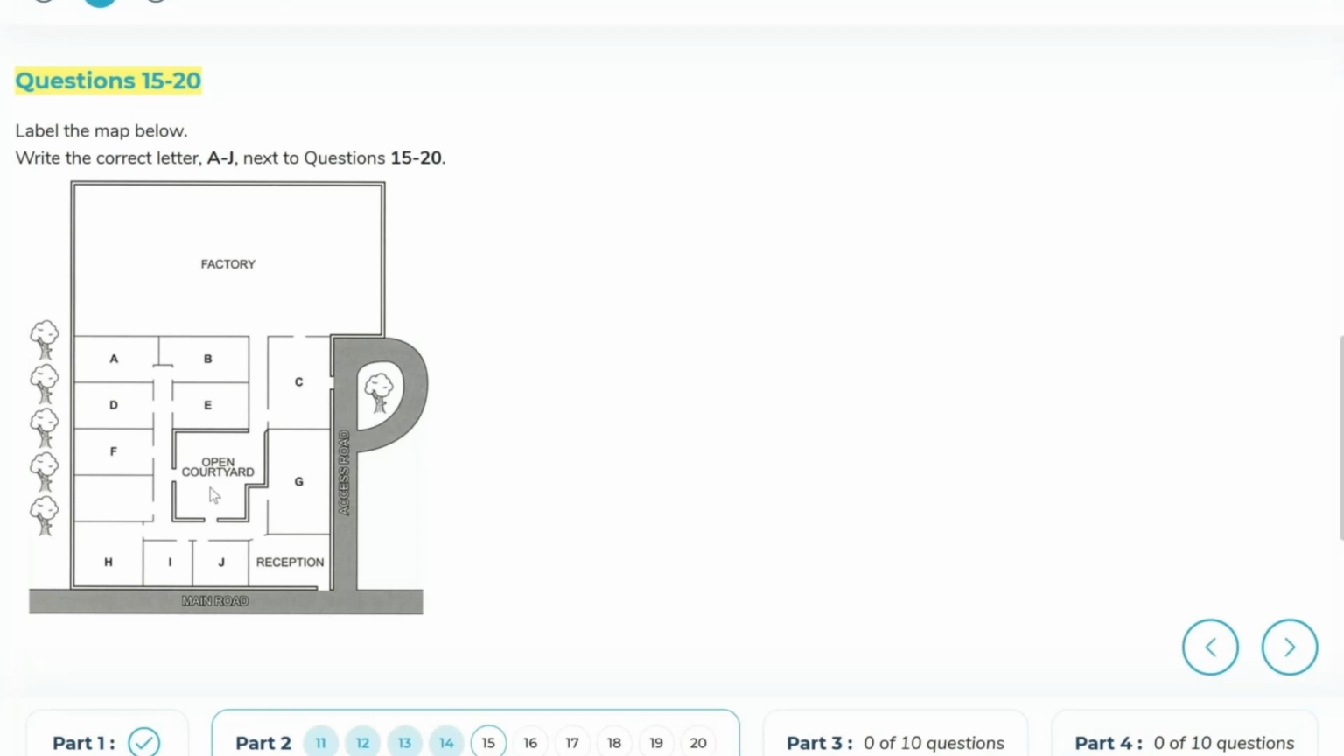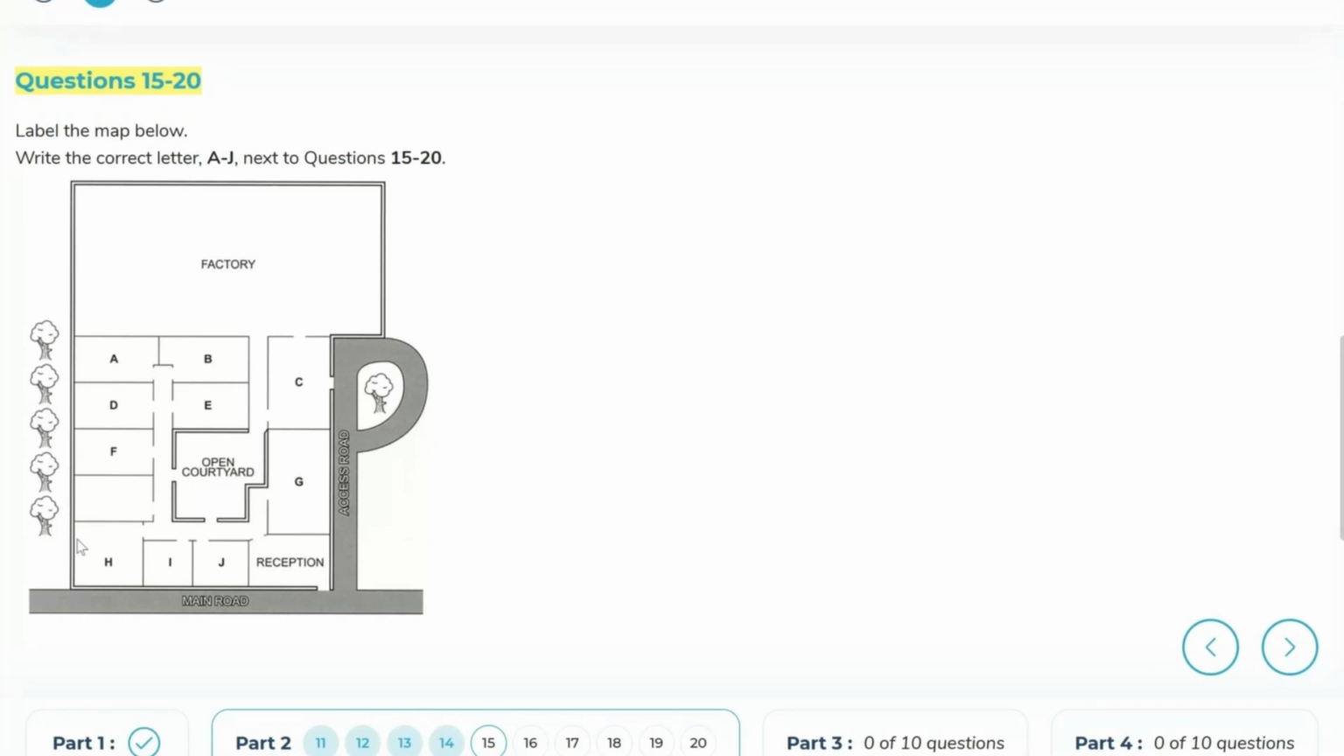Now, in this map, they have not given us east, west, north, south. So the left side of the open courtyard, the right side of the open courtyard, like this. And they're going to start from reception. You can see reception. If they say when you come out from the reception, turn left, it means J, I, H. And if they say when you come out of the reception, go straight ahead, turn left, and it is the last building in front of you.